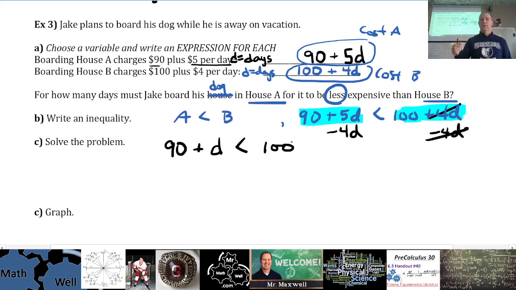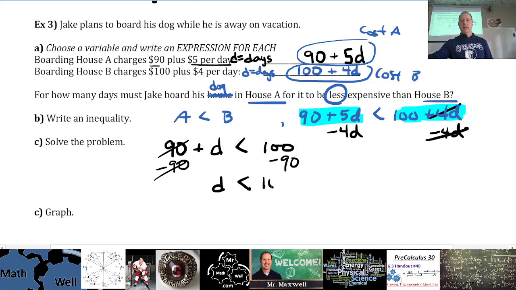Good? So I want to get d all by itself, so I have one more job to do. I'm going to subtract 90, because I don't want the 90s over here. And what I do to one side, I have to do to the other. So d is going to be less than, what is 100 minus 90? 10. Okay. So I've solved for d, which says that d is anything less than 10.